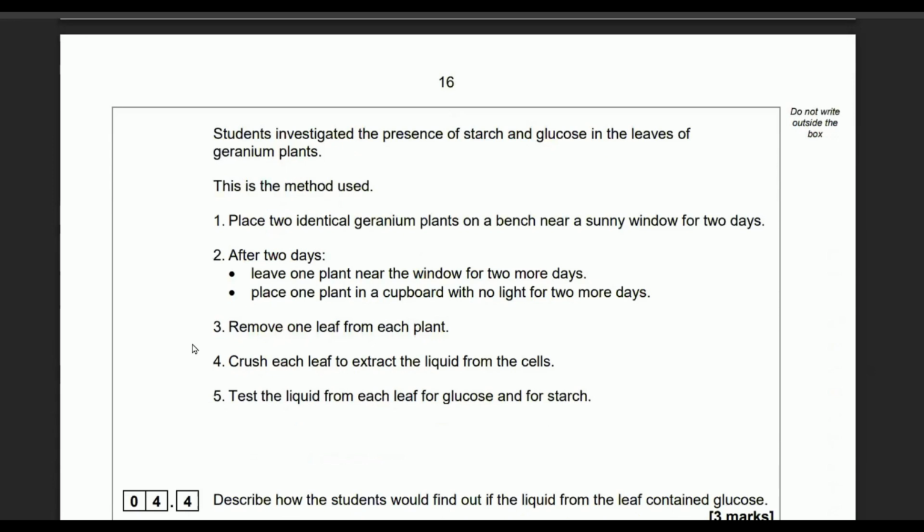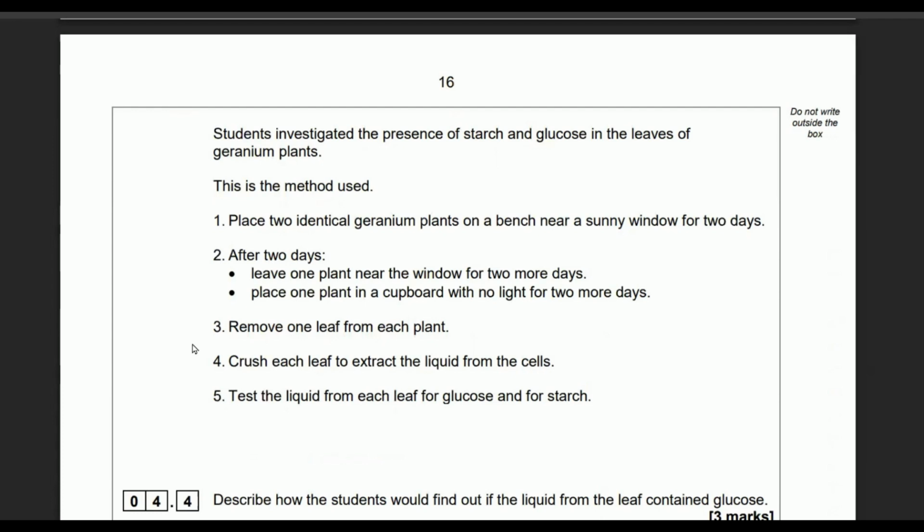Students investigated the presence of starch and glucose in the leaves of geranium plants. This is the method used. Place two identical geranium plants on a bench near a sunny window for 2 days. After 2 days, leave one plant near the window for 2 more days. Lucky plant. Place one plant in a cupboard with no light for 2 more days. Bit of a Harry Potter moment there.